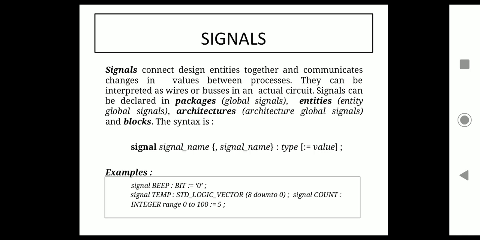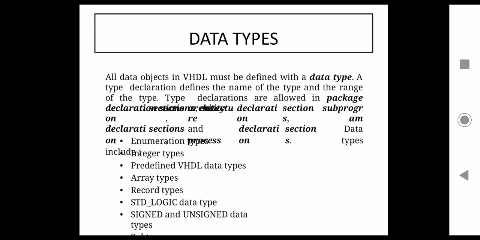Now these are all about the data objects and their types. Now we will discuss the data types. Here we have discussed the data objects, so don't confuse data types and data objects. Data objects are constants, variables and signals, and data types are different, which we are going to discuss in this slide.